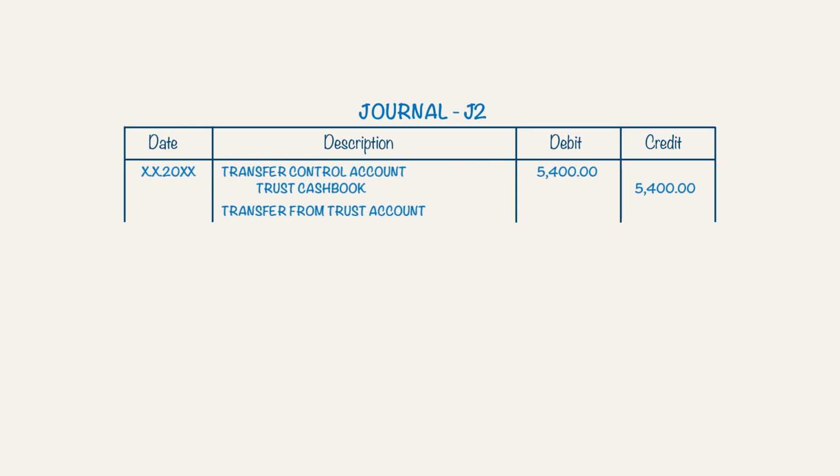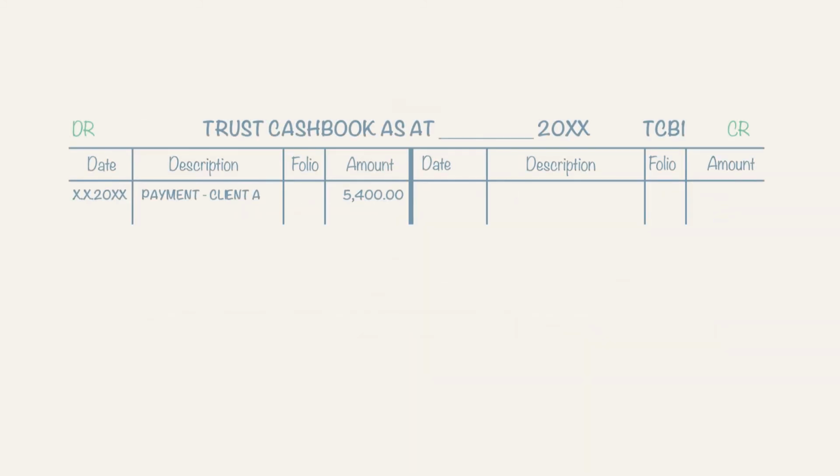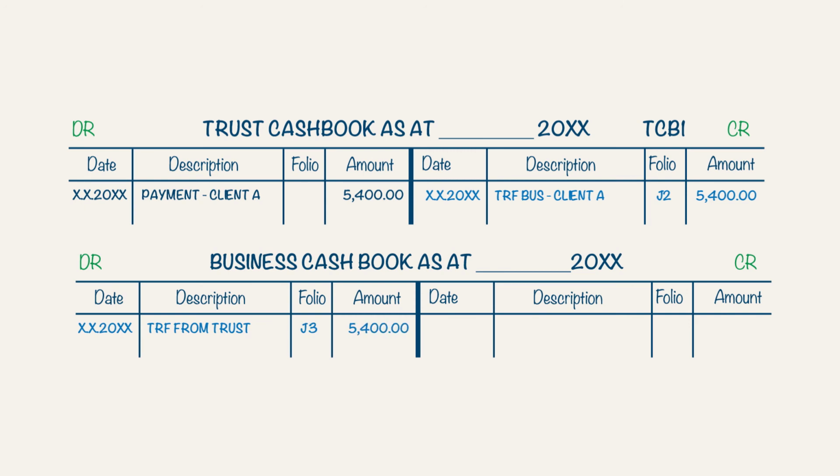The first entry is the trust transfer. You debit the transfer control account and you credit the trust cash book. The second entry is the business receipt. You debit the business cash book and you credit the transfer control account.